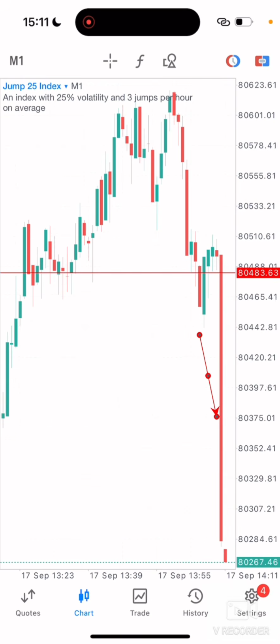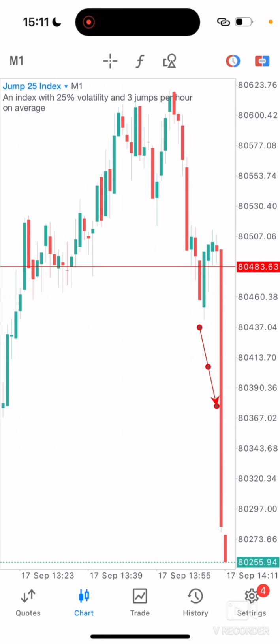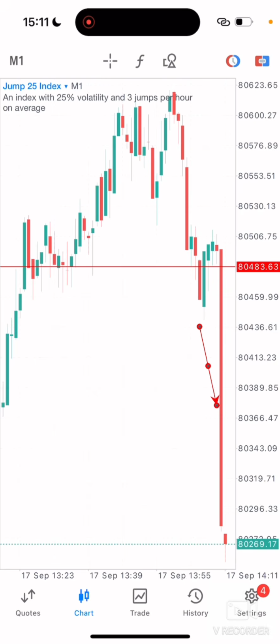It is due to this reason I advise you guys not to trade pairs like this, except you are very good at it. As for me, I am very good with the Jump index. Very good, but I just decided to stick with V75. And I'll let you guys know my reason for trading only V75 as we proceed.